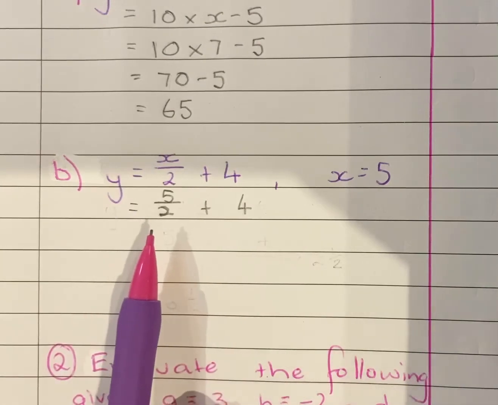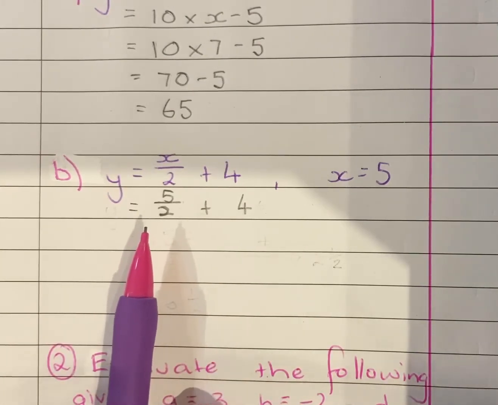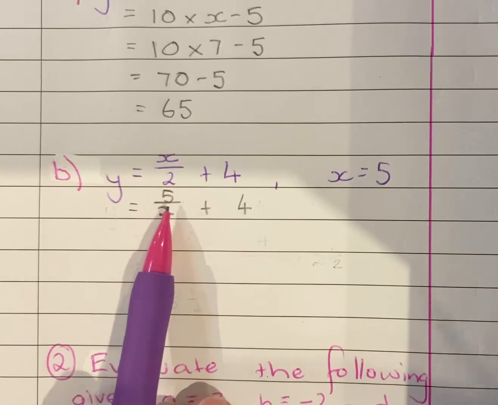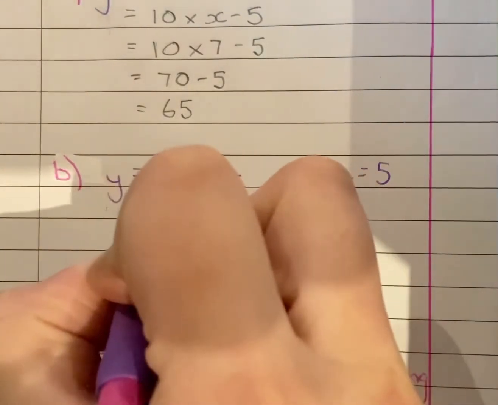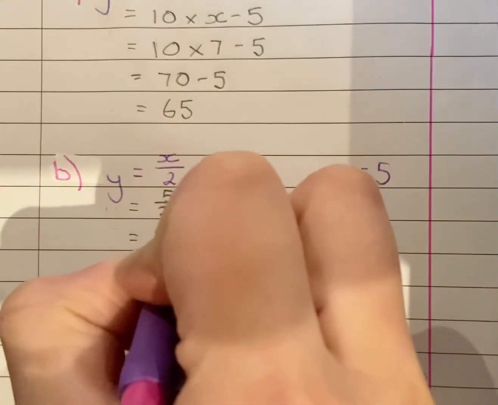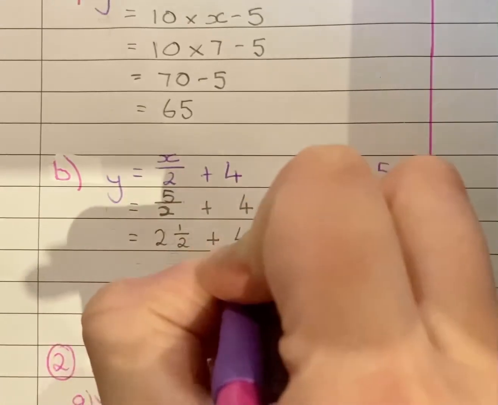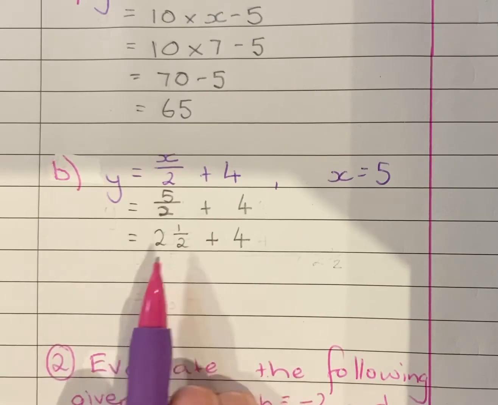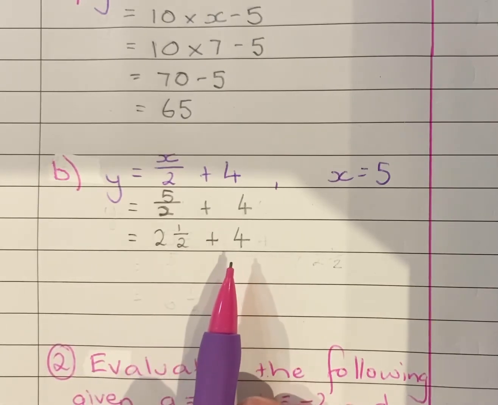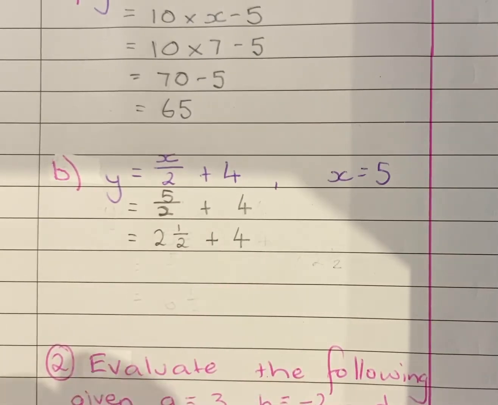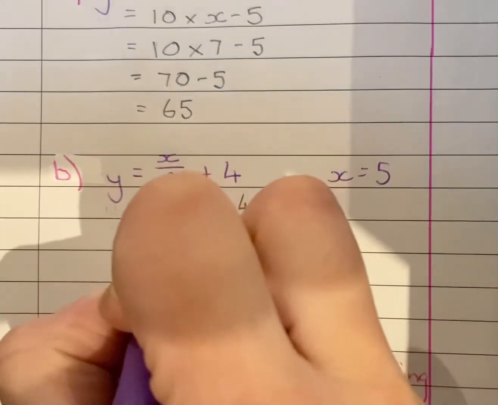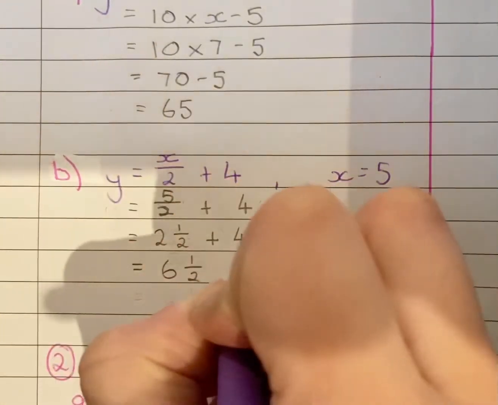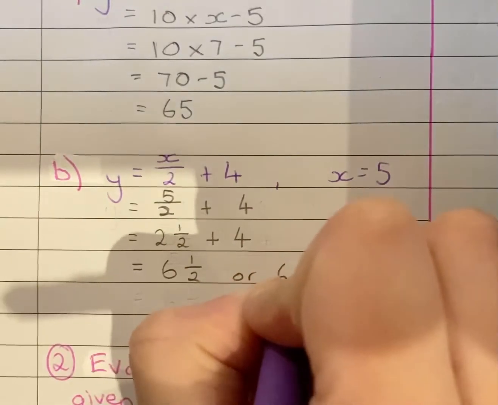I'm going to rewrite this as a mixed fraction. So 2 goes into 5 2 times with 1 left over. And we'll write the rest of our equation as plus 4. And I'm now left with 2.5 plus 4. And I can see that that is 6.5, which I could also write as 6 and a half.